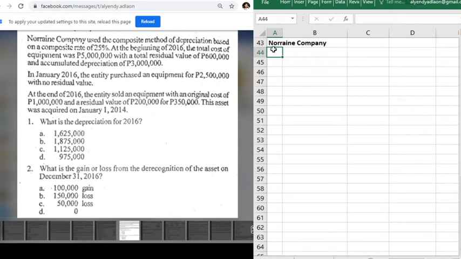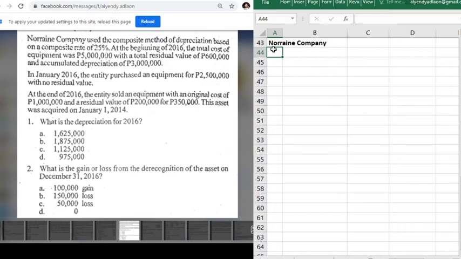At the beginning of 2016, the total cost of equipment was 5 million with a residual value of 600,000 and accumulated depreciation of 3 million. In January 2016, the entity purchased an equipment for 2,500,000 with no residual value. At the end of 2016, the entity sold an equipment with an original cost of 1 million and a residual value of 200,000 for 350,000. This asset was acquired on January 1, 2014.